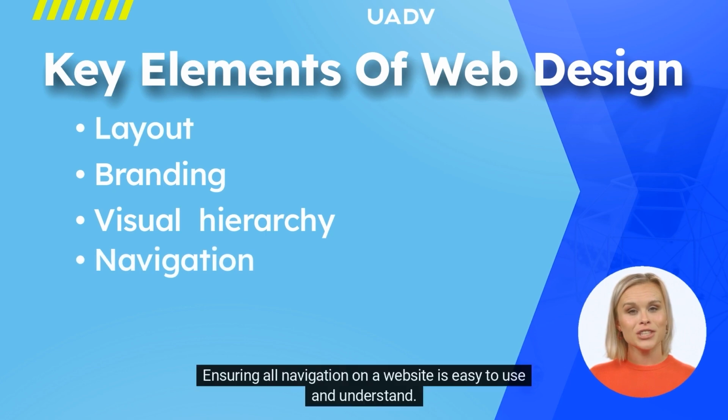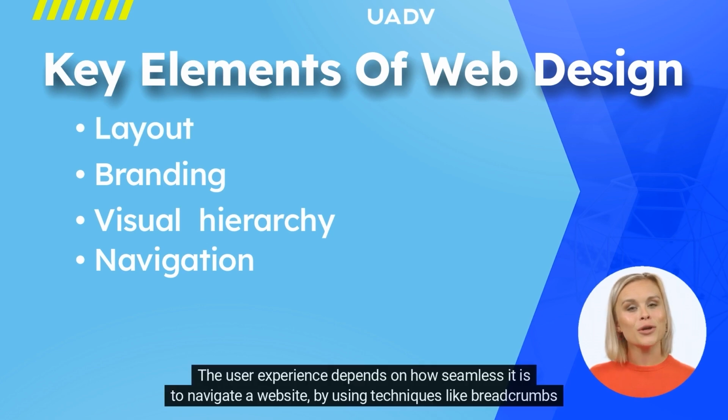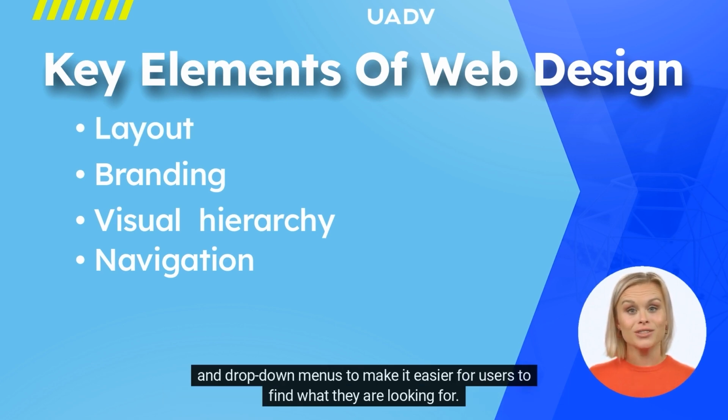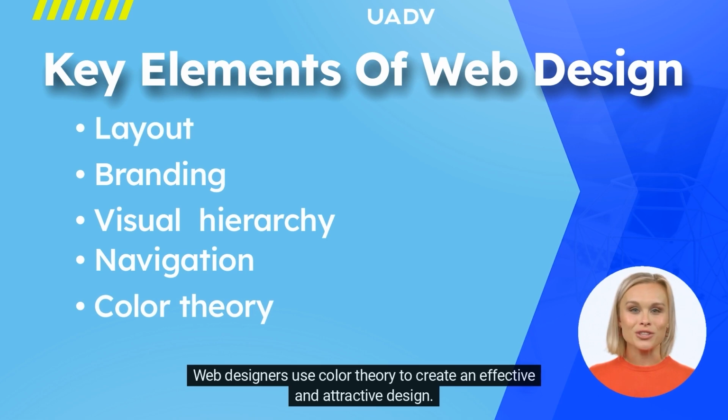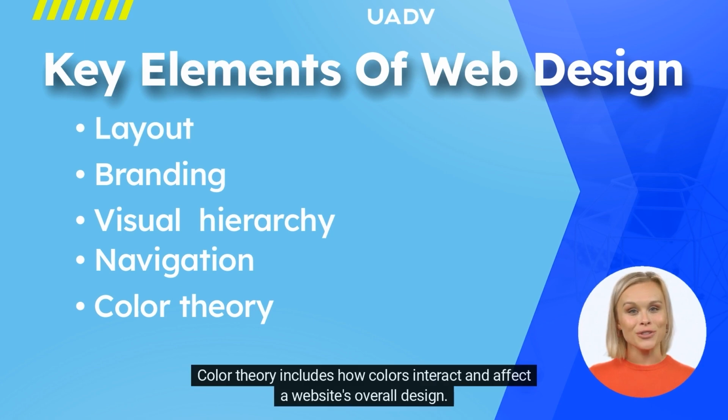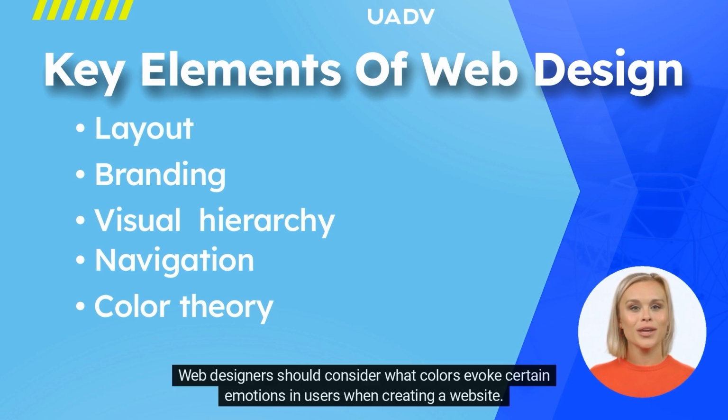Navigation. Ensuring all navigation on a website is easy to use and understand. The user experience depends on how seamless it is to navigate a website by using techniques like breadcrumbs and drop-down menus to make it easier for users to find what they are looking for. Color theory. Web designers use color theory to create an effective and attractive design. Color theory includes how colors interact and affect a website's overall design. Web designers should consider what colors evoke certain emotions in users when creating a website.